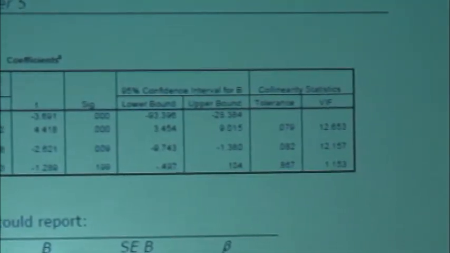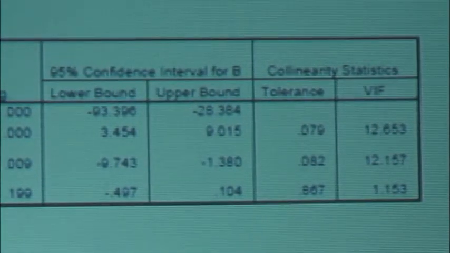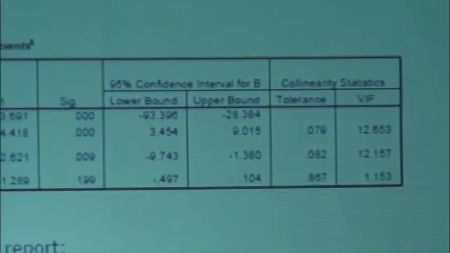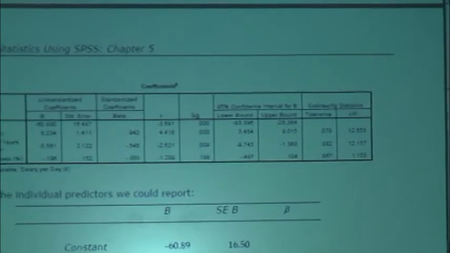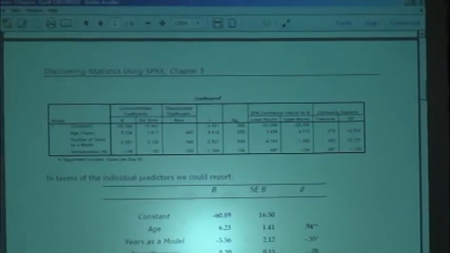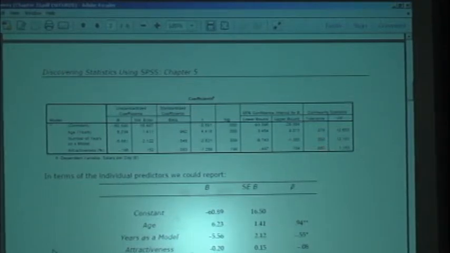Remember, tolerance is 1 minus the r squared if that variable is the outcome versus the other variables as predictors. So tolerance is 1 minus the r squared if you did a regression. Let's do one with age as the outcome, and number of years as a model, and attractiveness as the two predictors. You would get about 92% variance accounted for by those two. That means the predictors are predicting each other. Not good. So those are very low tolerances for those two. Attractiveness is quite high. Remember, we want high tolerance, not low tolerance.